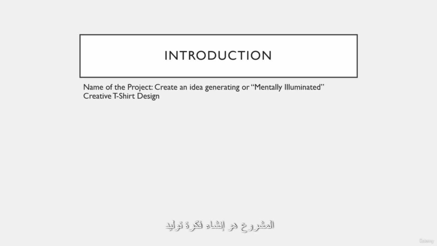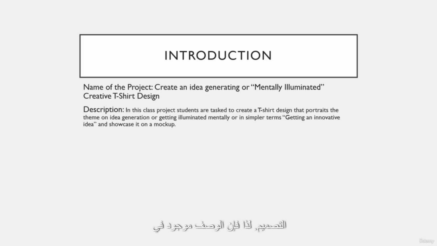So the name of the project is to create an idea generating or mentally illuminated creative T-shirt design. The description is, in this class project, students are tasked to create a T-shirt design that portrays the theme on idea generation or getting illuminated mentally, or to simply put, getting an innovative idea and then showcase it on the mockup. So what are the things that the students need to do in order to create this class project?